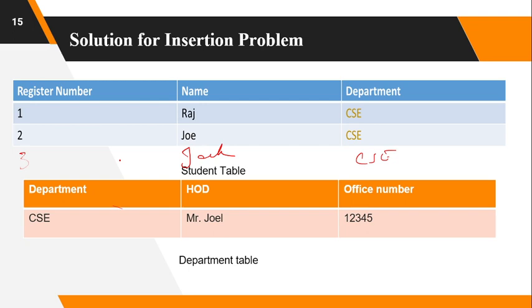There is no need for me to include the HOD and office number again, because these two tables are related through the department. If you want to add one more record, like 4, name Ram, department CSE, again there is no need to add the HOD and office number details. Simply I can insert the records. So this is the solution for the insertion problem.